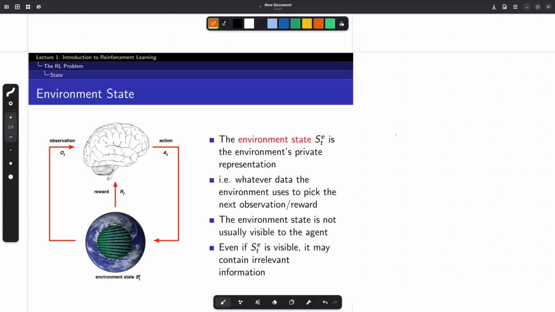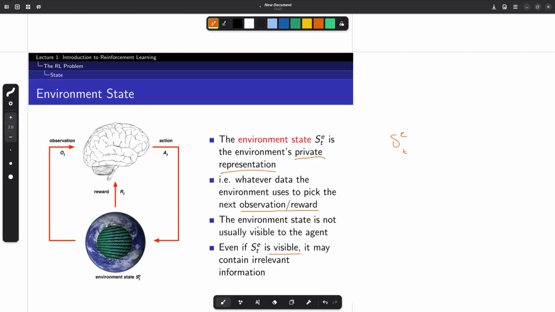The first one is the state of our environment. So the environment state at time t is the environment's private representation. Whatever data our environment uses to pick the next observation or reward. So it is internal to our environment, and we may or may not be aware of the state of the environment. So it might be visible to us, or it might not be visible to us.